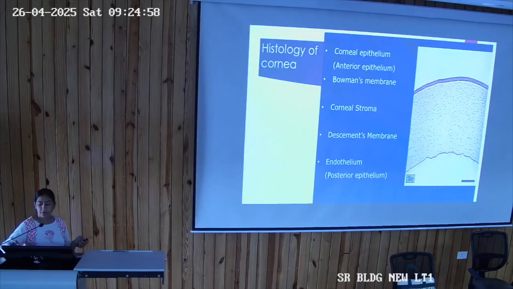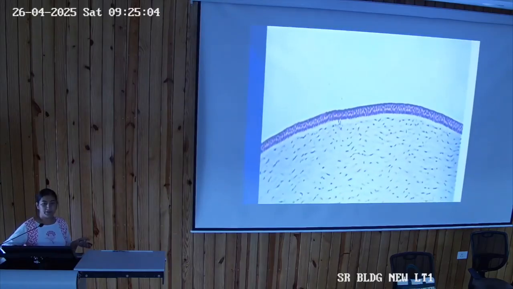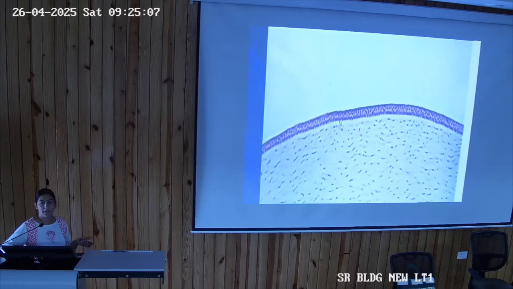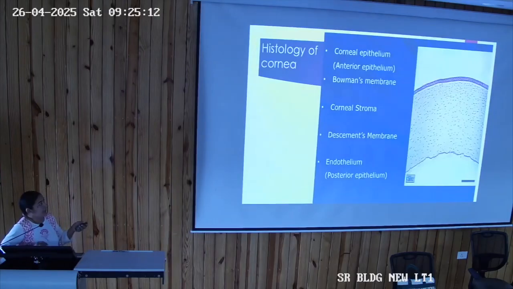Can anybody comment on the epithelium? It looks like a pseudo-stratified epithelium, though it is a stratified epithelium. Underneath this is a limiting membrane or basement membrane which separates it from the stroma. It is called the anterior limiting membrane or Bowman's membrane. Next comes the corneal stroma. All these layers are called the stromal layer. Next comes Descemet's membrane, and next is the endothelial layer, which is the posterior epithelium.